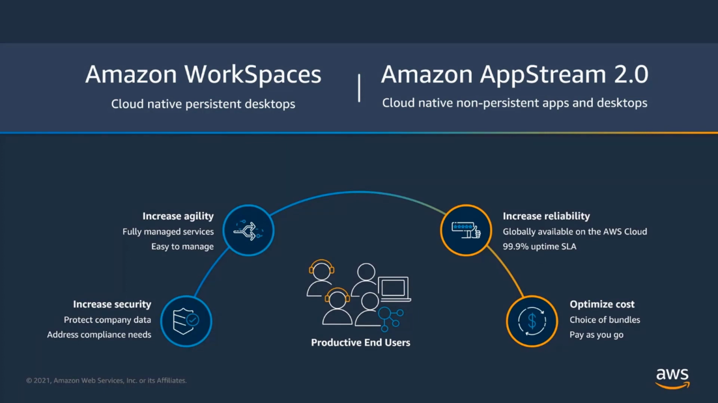Fourthly, we help optimize costs. Because we run in the cloud at scale, we can keep our infrastructure costs low and pass them on to our customers. And of course, the entire point of this is that we enable our customers to empower positive and productive users. With Workspaces and AppStream, our customers get the experience they need, and they get their job done from anywhere.